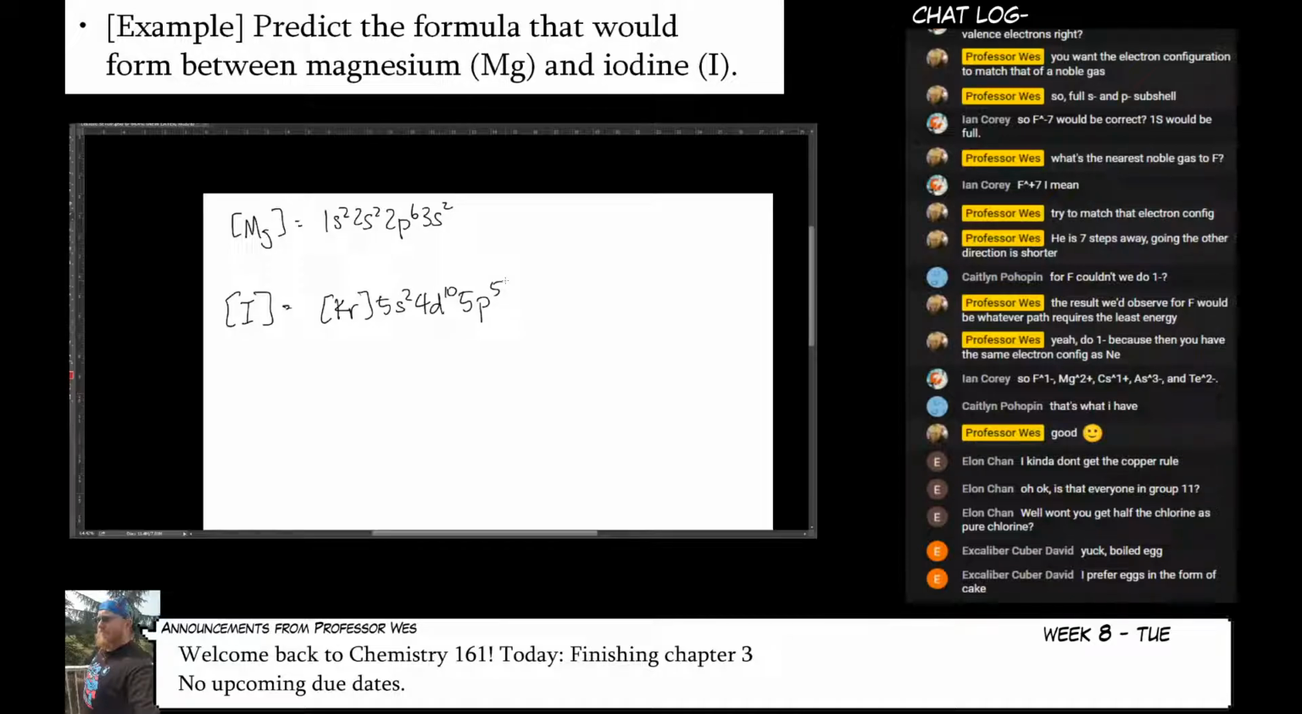All right. So I need to make these all have a full S&P subshell in the valence layer. So here's my valence subshell if I get rid of these two. So magnesium would become this charge. For iodine, this would be my valence S&P full subshell if I did this to it. So this would become my charge. Remember, we want a full S&P subshell.